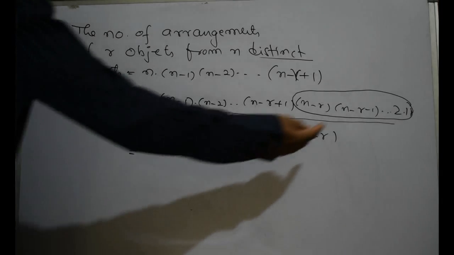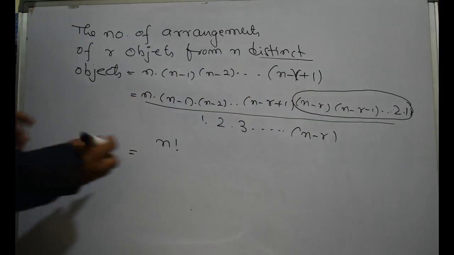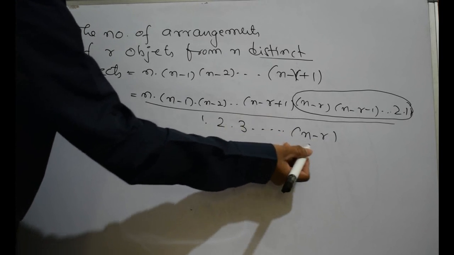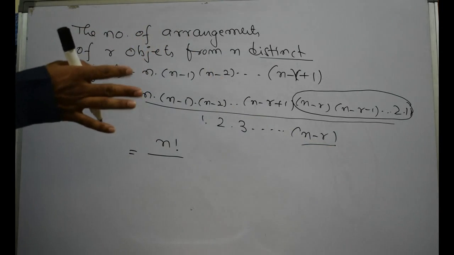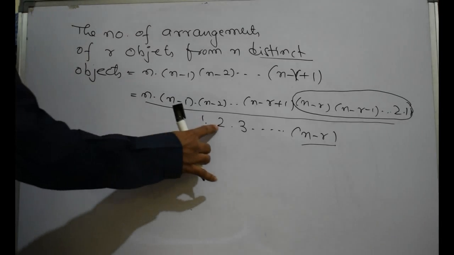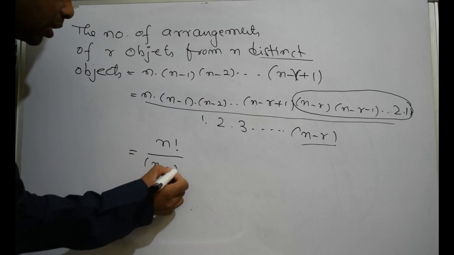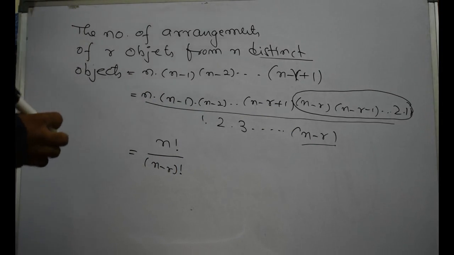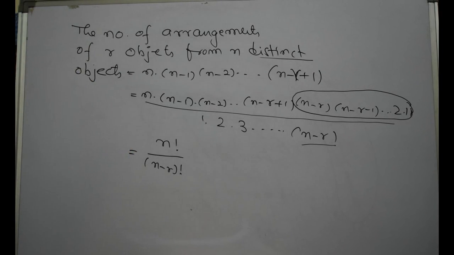So 1 into 2 into 3 into 4 and so on up to n, therefore n factorial. Now you see the denominator. What is the denominator? 1 into 2 into 3 and so on up to n minus r. If I stop at 5, it is 5 factorial. If I stop at 7, it is 7 factorial. So 1 into 2 into 3 and so on up to n minus r is n minus r factorial, the product of consecutive natural numbers. So n factorial by n minus r factorial is the simplified form of this.